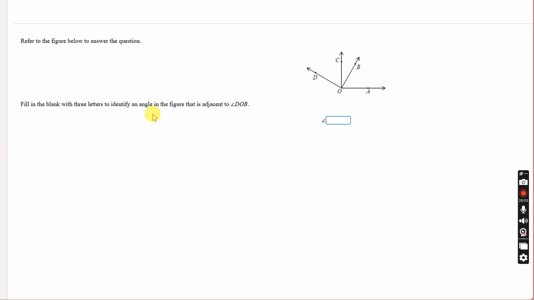Fill in the blank with 3 letters to identify an angle in the figure that is adjacent to DOB. Now, what is DOB? Let's color it out. You know what is supposed to be adjacent. It's supposed to overlap with the same segment. The same segment that will overlap is BO. That is the common segment that they will share, and will go in the opposite direction. That will be this, BOA. So let's see how they have written it. They wrote DOB, so we'll write AOB. We'll follow the same pattern that they have written.